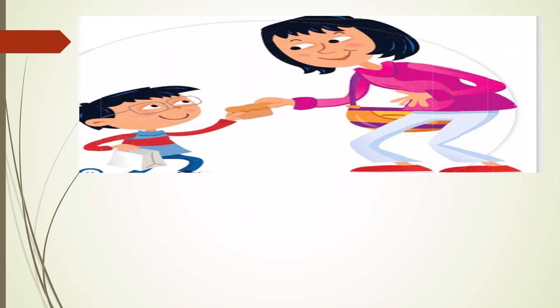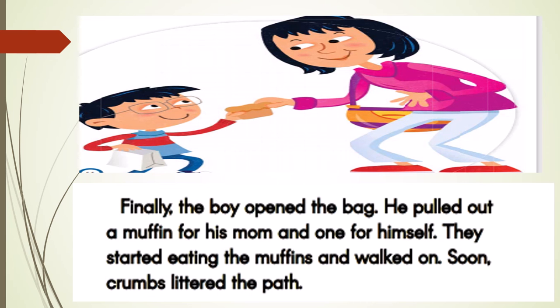Why are they following the mom and her son? Let's see. Finally, which means I'm going to say the last sentences. Finally, the boy opened the bag. He pulled out a muffin for his mom and one for himself. They started eating the muffins and walked on. Soon, crumbs littered the path. When they eat, the crumbs are going to fall from their mouths.